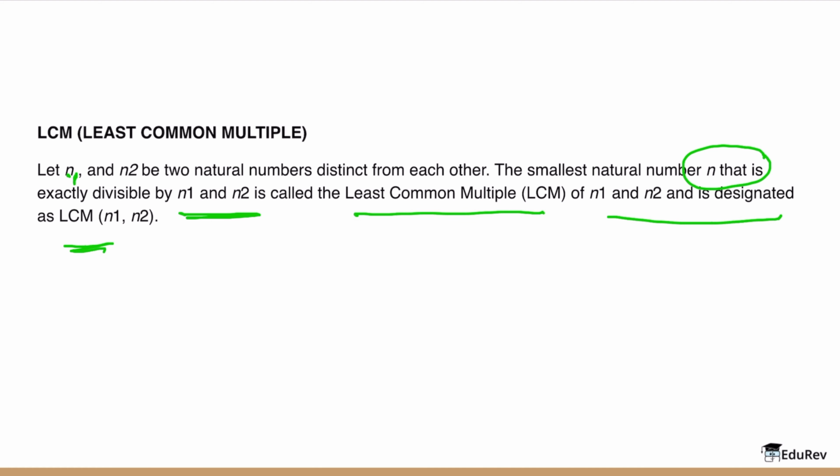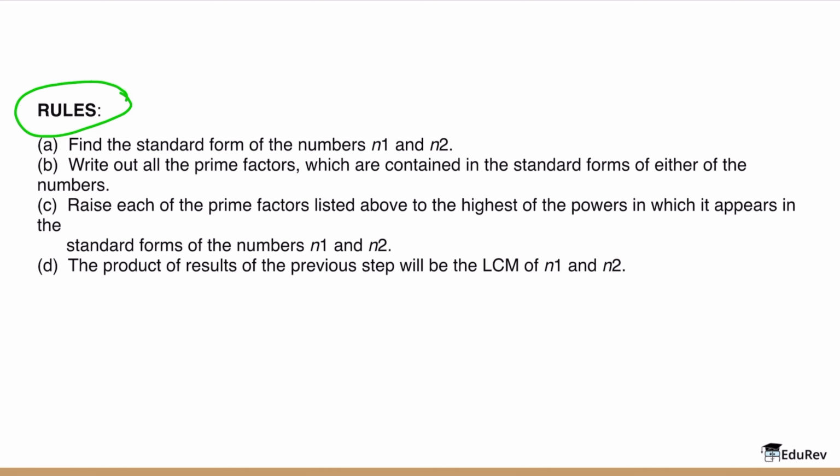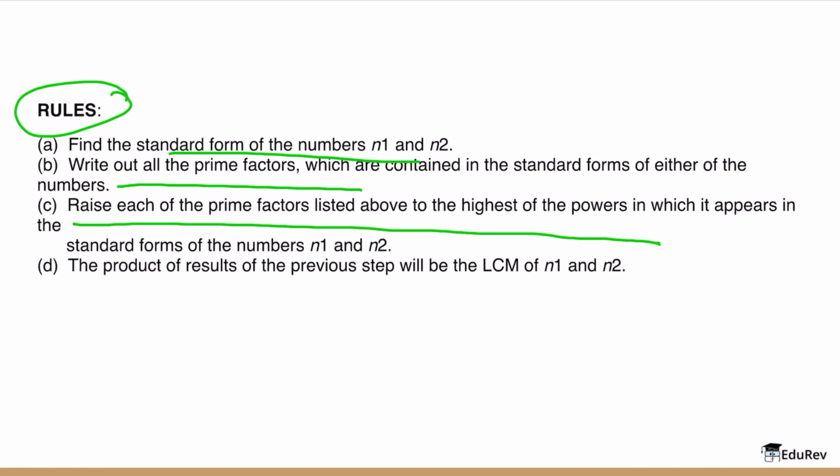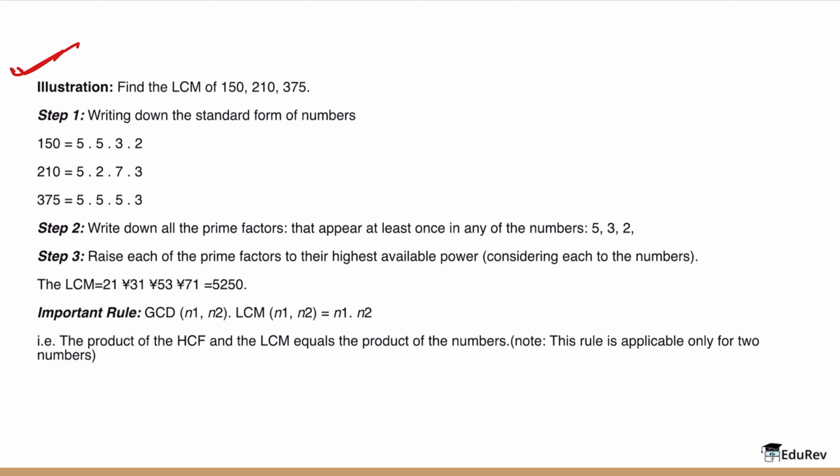Simple. Let's see how we can find the least common multiple. These are the rules to calculate it. First, find the standard form of the numbers. Then write down all the prime factors contained in the standard form of either of the numbers. Then raise each of the prime factors listed above to the highest power in which they appear in the standard forms of n1 and n2. And the last is the product of the result of the previous step. So this is how we do it. We now know the steps to find HCF, and also how to find LCM. And this is the illustration of how we do it.